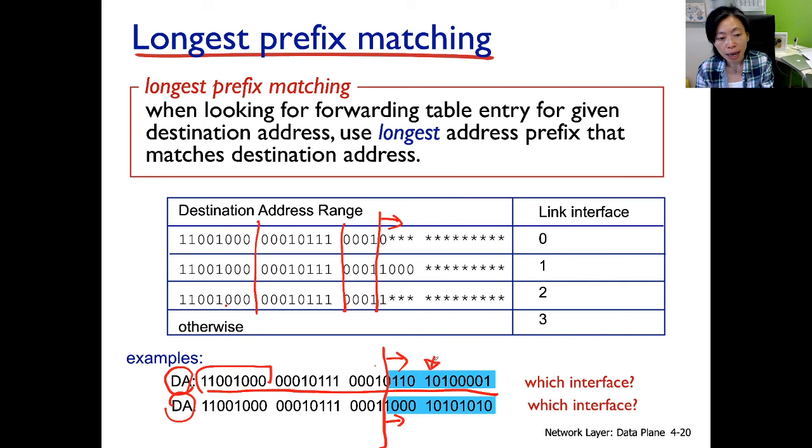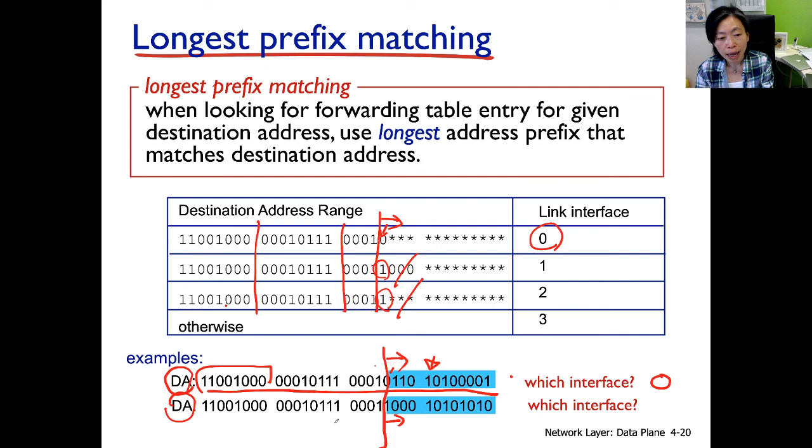Which entry in the forwarding table does the first destination address match? Well, this is 0. So only this entry matches, right? Because this is 1, this is 1. So these two are not matching. Therefore, this packet goes to interface 0.